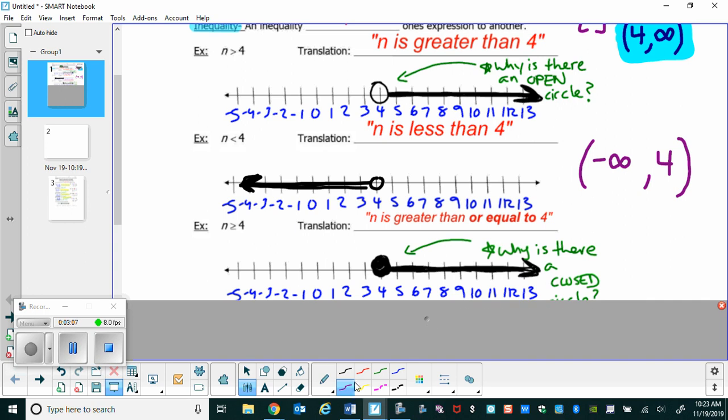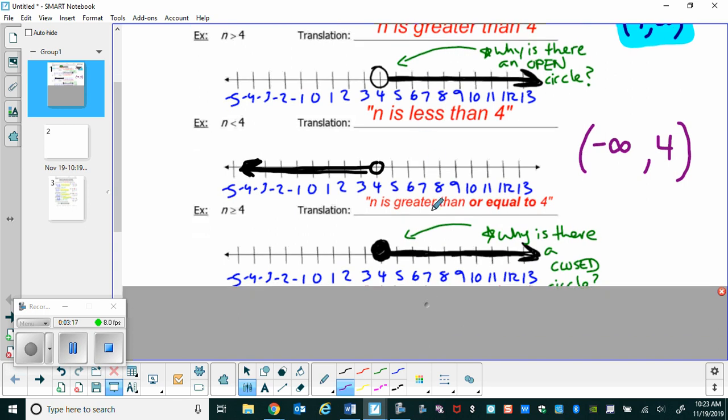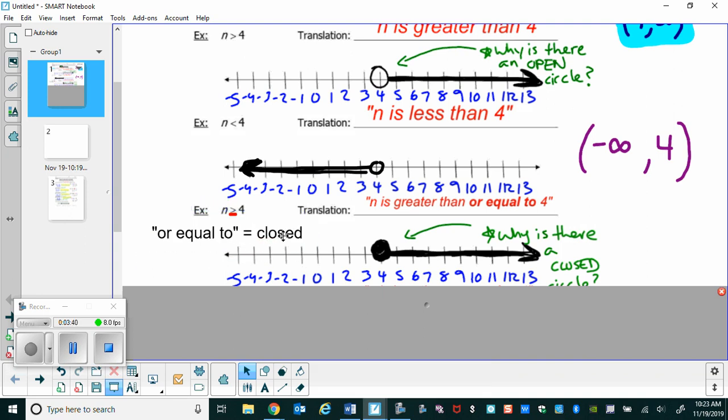We have that n is greater than or equal to 4. That's now this translation. N is greater than or equal to 4. So it's the same as the first one. You'll notice it's literally the exact same, except the only thing is that now we're coloring in this circle. So why is there a closed circle? It's because of this little line right here, and that's the part that means or equal to. Okay, so if you see the or equal to, that's when you know you're going to have a closed circle. Okay. Now let's review the interval notation with this one.